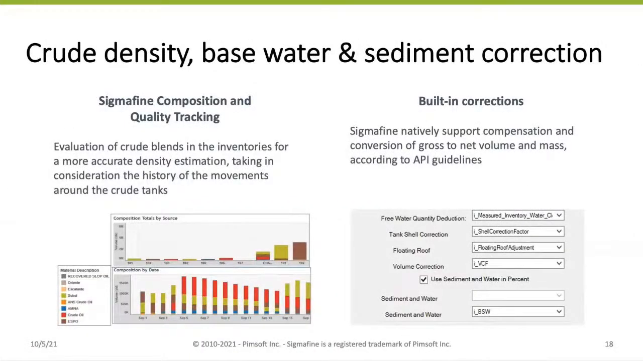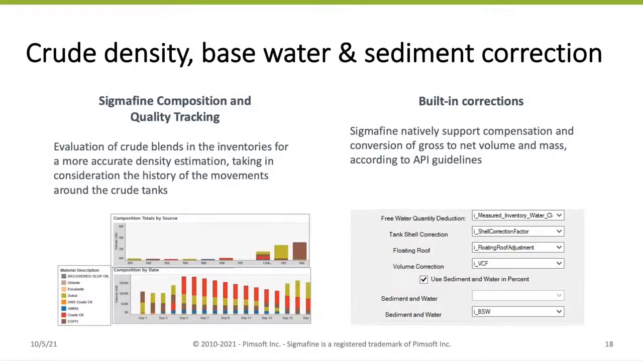Another source of gross error is related to the conversion from volume-based measurement of the crude. One issue is related to the density, which might not be adequate enough. On this side, the composition and the quality tracking algorithms can take care of the different blends of crude which are stored in the crude tanks and used as feed to the refinery. So we can improve the estimation of the density, and this is done day by day, and then you can have an aggregated monthly figure.